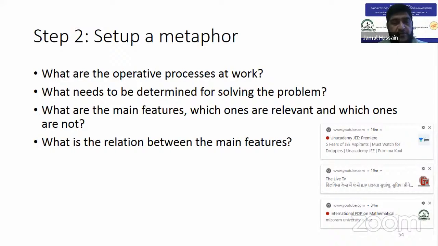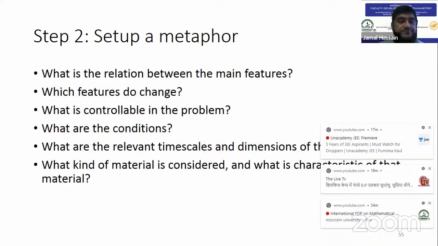And what is the relation between the main features? Which features do change? What is controllable in the problem? What are the conditions? What are the relevant time scales and time dimensions? What kind of material is considered? The characteristics, and so on.